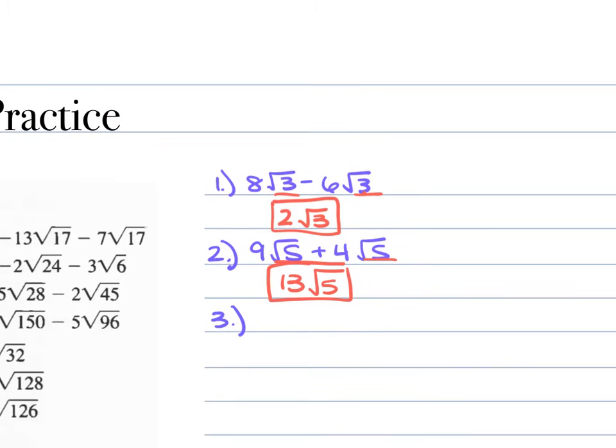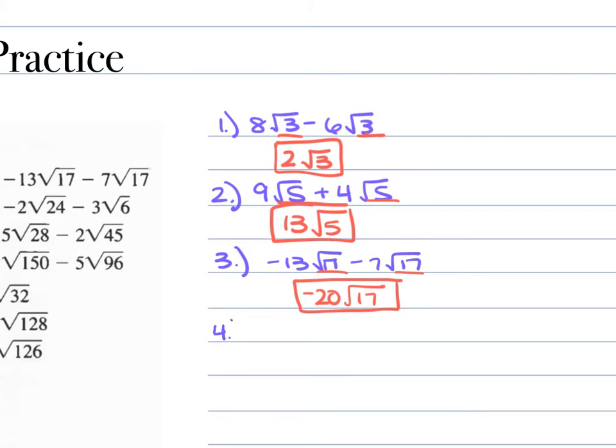For 3, we have negative 13 square root 17 minus 7 square root 17. So we are going to keep the square root of 17 and then subtract: negative 13 minus 7 is negative 20. So that's negative 20 square root 17.